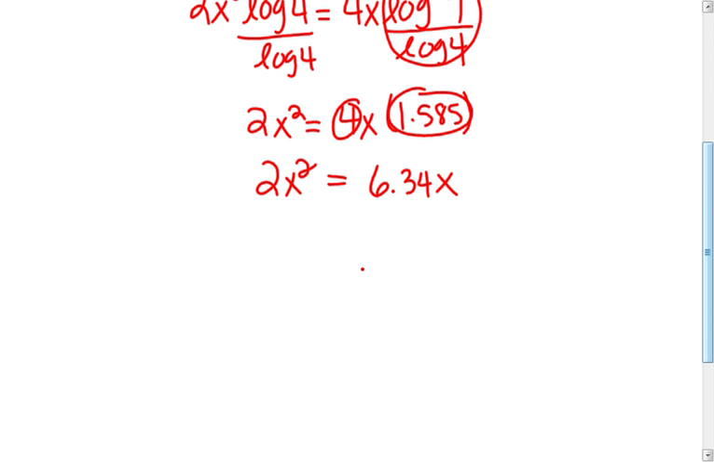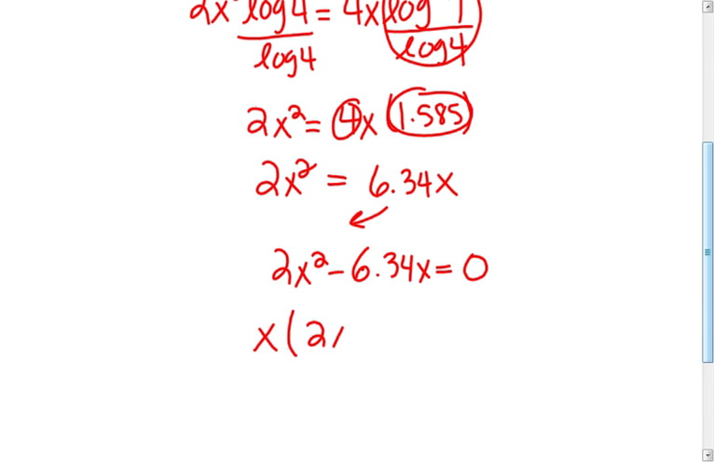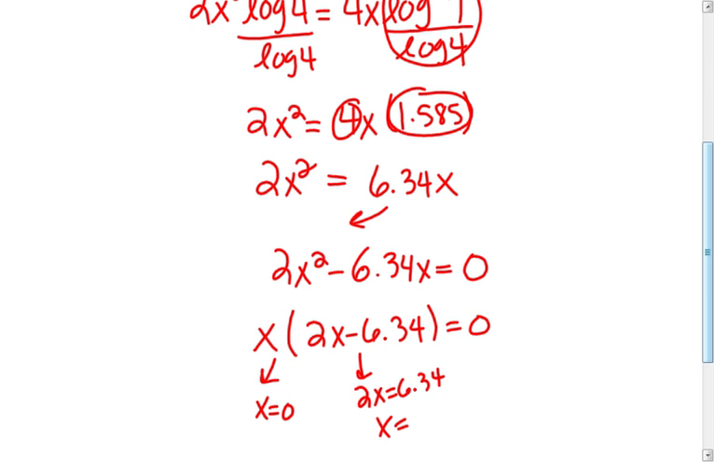And then of course what I need to do is I need to be able to solve for x. So I am going to move this to the other side so that I have 2x squared minus 6.34x equals 0. Then I can factor out an x, and then I will have 2x minus 6.34 equals 0. So right here I get x equals 0. And right here, of course, I get 2x equals 6.34, or x is about 3.17.